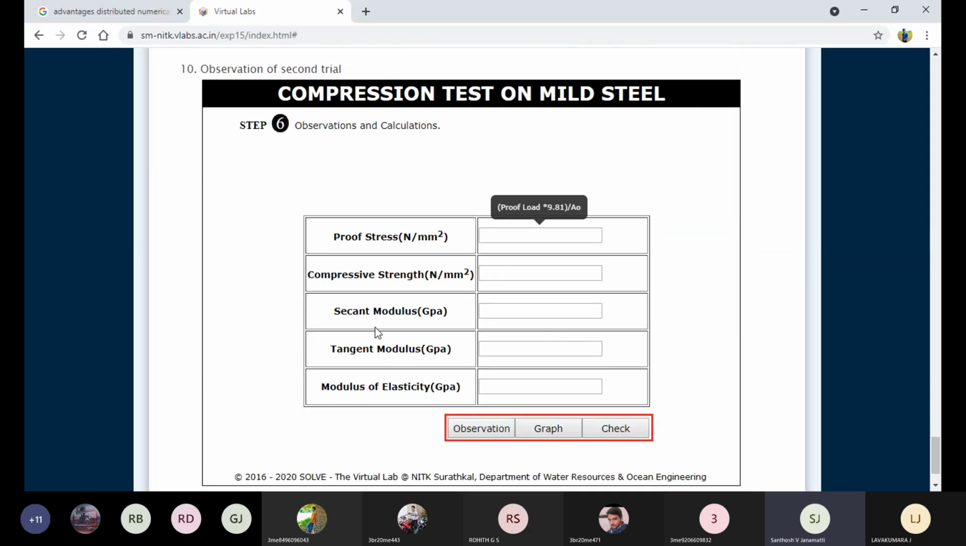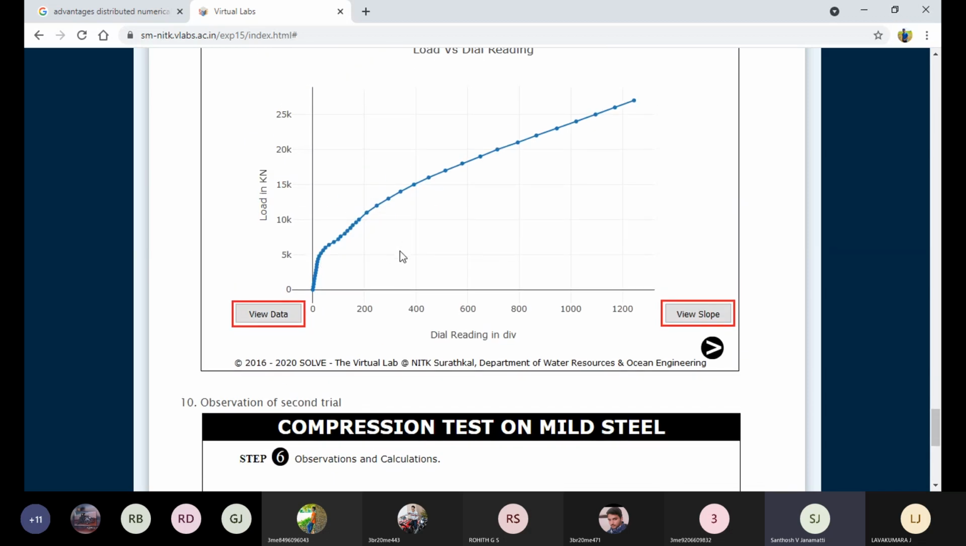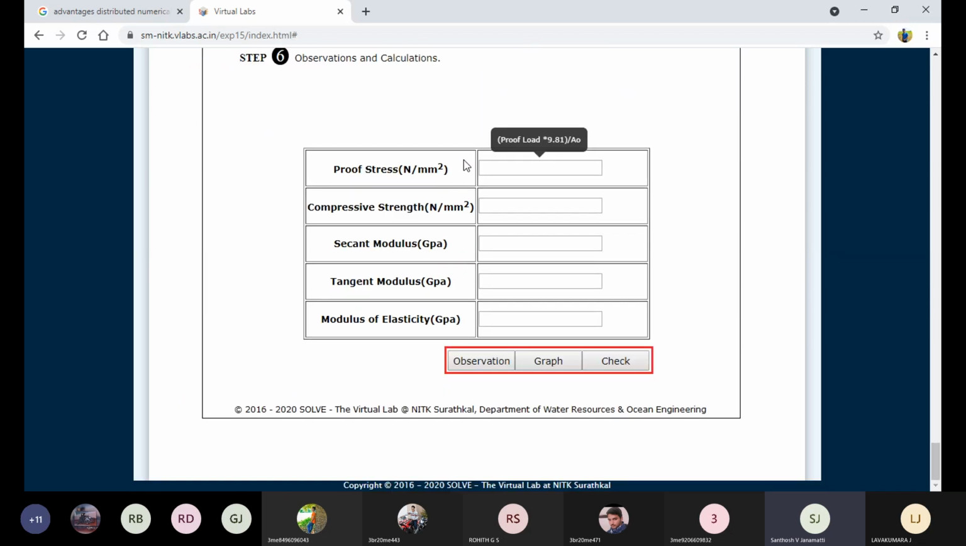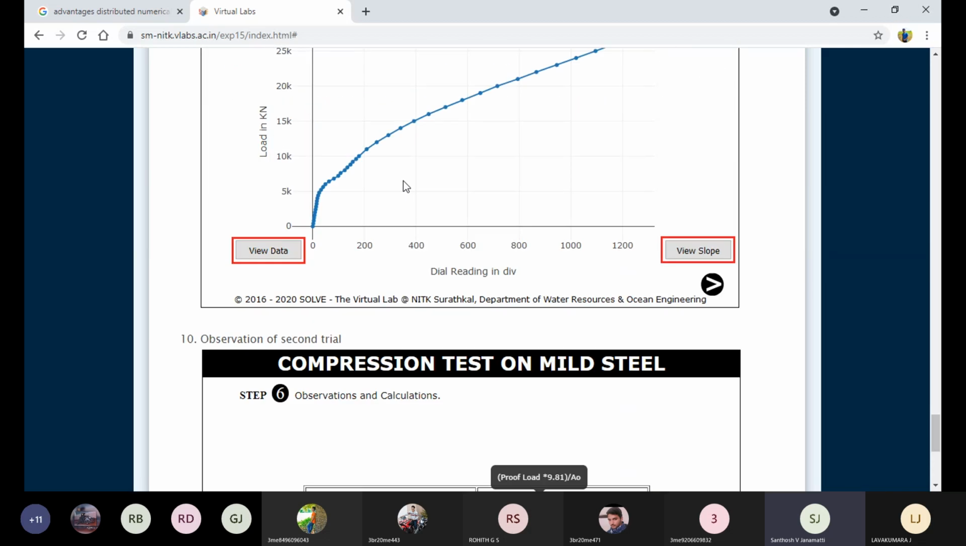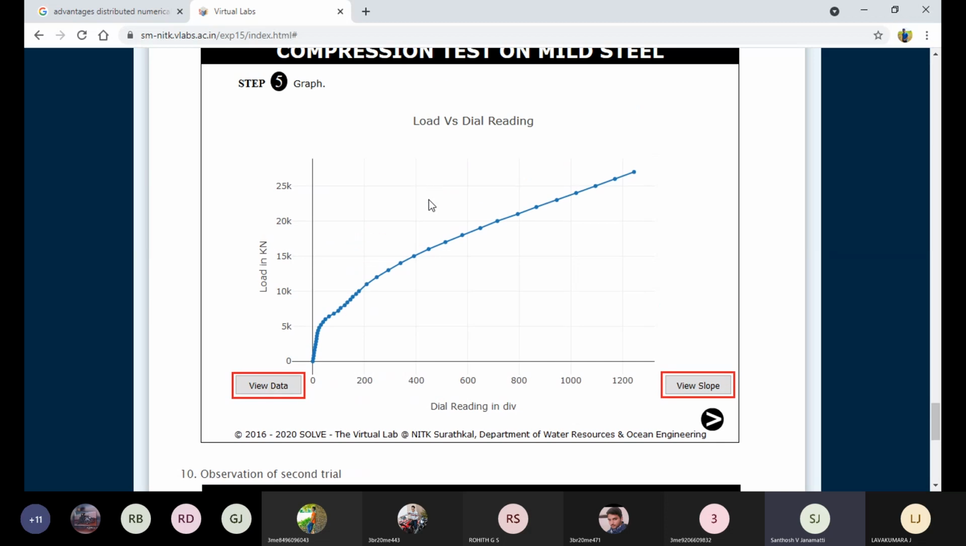Why we take the secant modulus and tangent modulus: up to here the straight line is there, no problem. At the last stage we need to calculate this. This is the graph once we subject the material to compression load up to the ultimate point. Somewhere there will be the yield point, here or here. We can see the yield point in the middle, but it is not shown here, so we need to apply the proof stress method to calculate it.